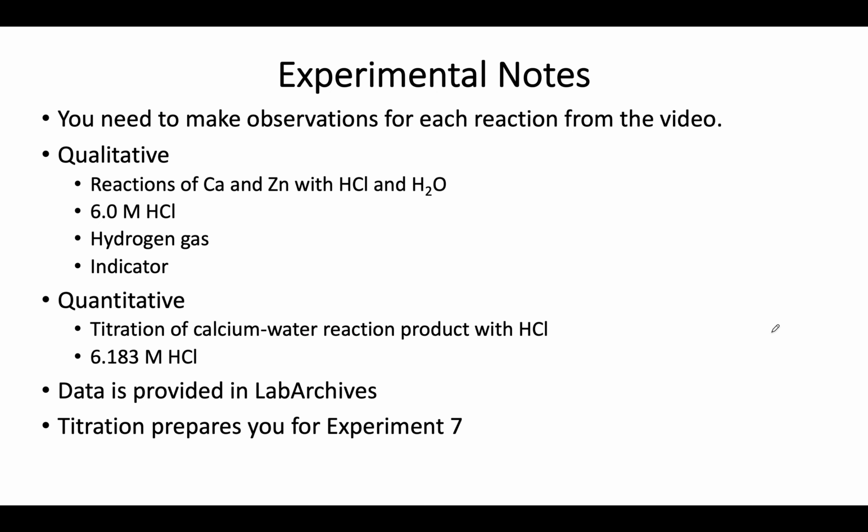A couple of things that I want you to be aware of. First, just like before, I know this isn't a replacement, but these videos mimic what actually happens in the lab. So make observations based on those videos. You don't have to worry too much about volume or concentration for the first part, because this is all qualitative. The question is, what happens with calcium when you put it in HCl? What happens with calcium when you put it in water? Same with zinc. So that's what you're looking for on the first part, the qualitative.